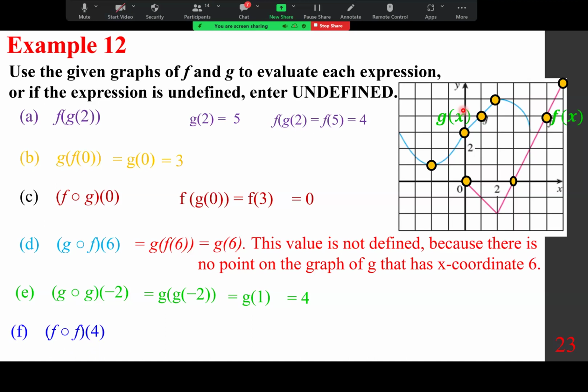F of f of 4, that means find f of f of 4. So first let's find f of 4. So 1, 2, 3, 4. And the function f is the red one. It's this point. Okay, first this one. I have that point, which results in 2. Okay, so f of f of 4 is f of 2. Now f of 2, 1, 2 results in this point, which has a y coordinate negative 2. This is how you evaluate a composite function on a graph of a function.